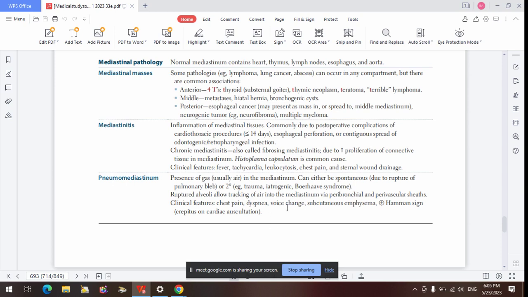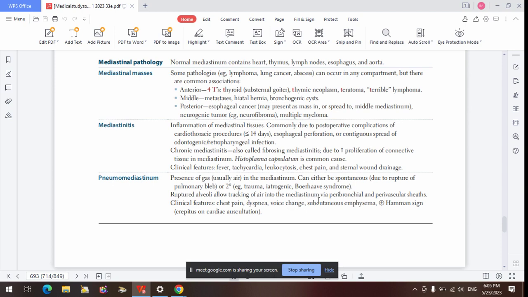Or someone that is having Boerhaave syndrome. So if there is rupture of the esophagus from this Boerhaave syndrome, there's air escaping into the mediastinum from the esophagus. So air can leak out from the esophagus into the mediastinum and can cause pneumomediastinum. So that's one of those things that you want to look out for. Pneumomediastinum.